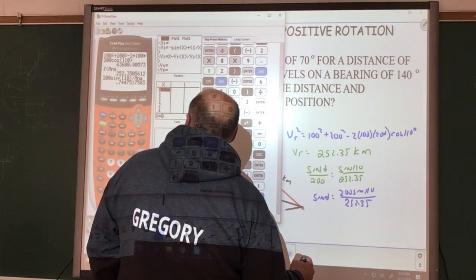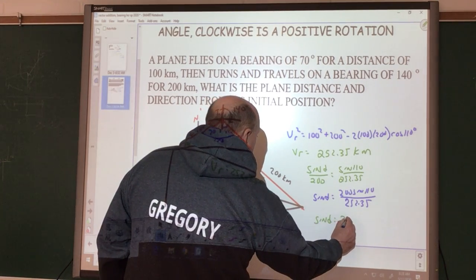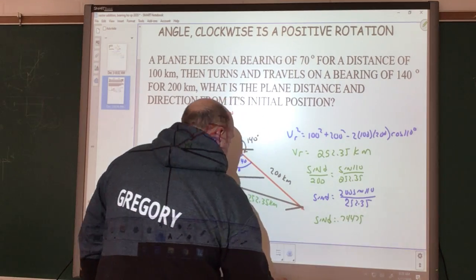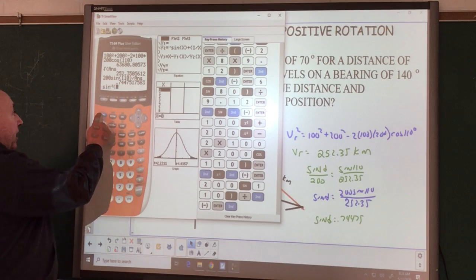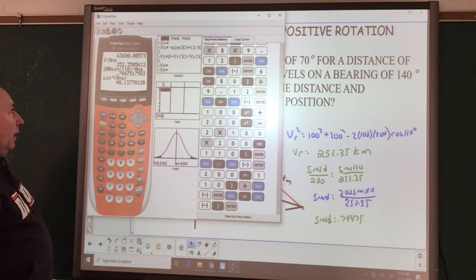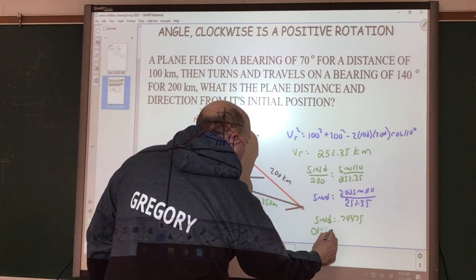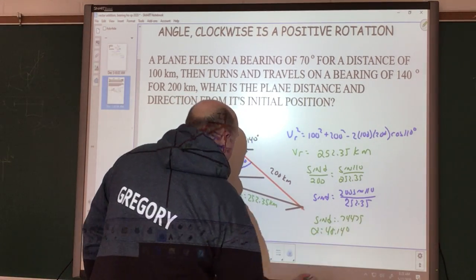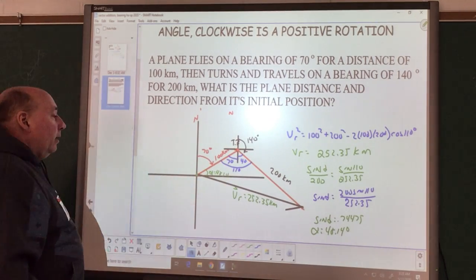So we have the sine of alpha is 0.7447. But I don't really need that. I can just do inverse sine of my answer, and once again I can just pull that down, and I get 48.14 degrees. So this angle here is 48.14.